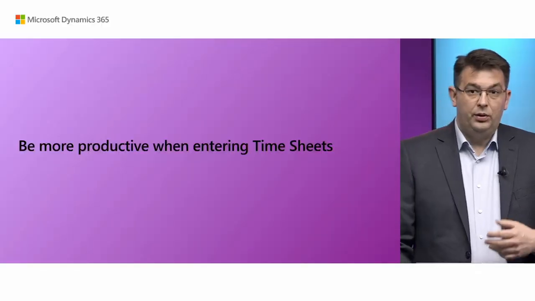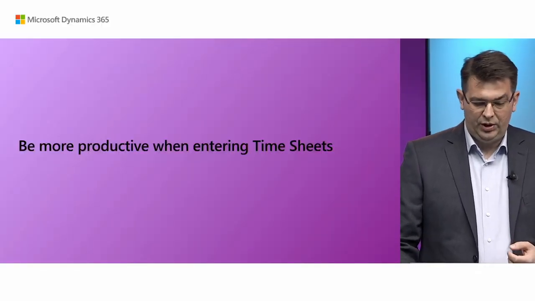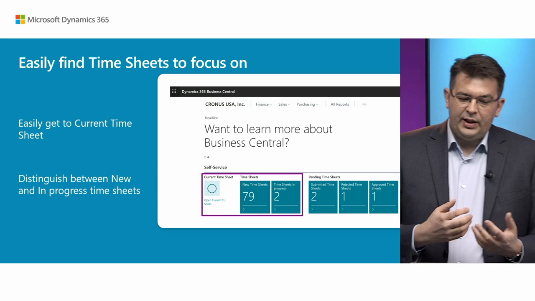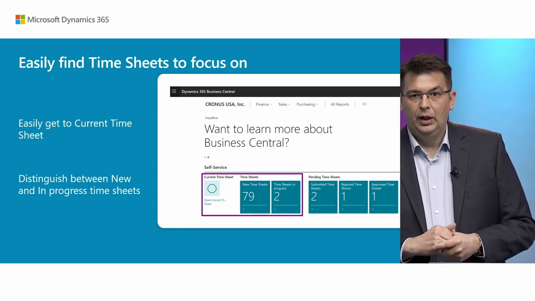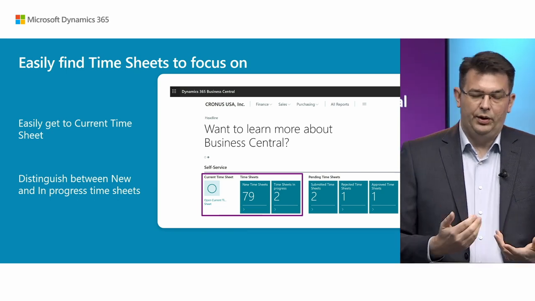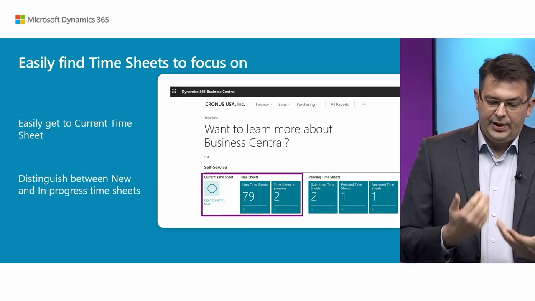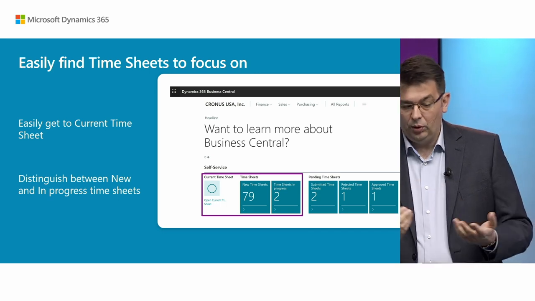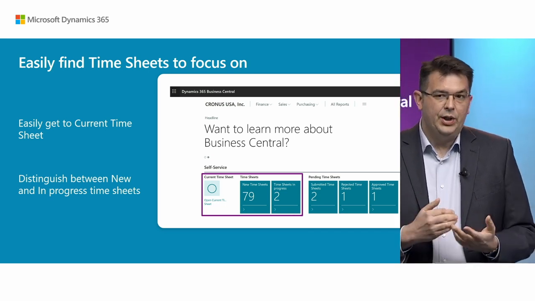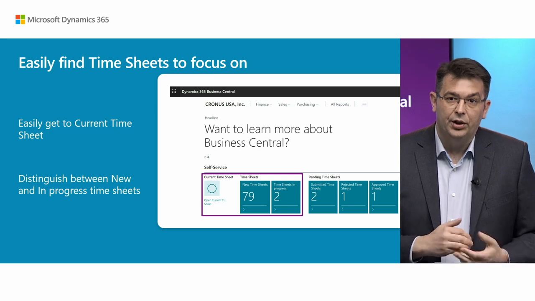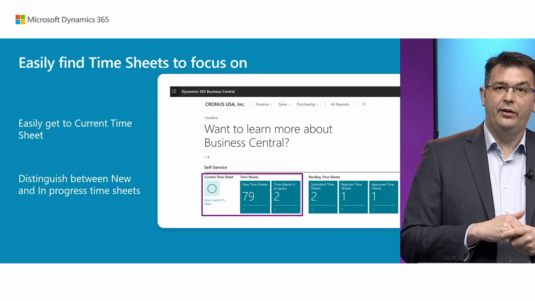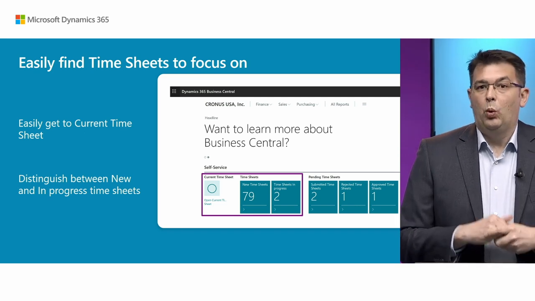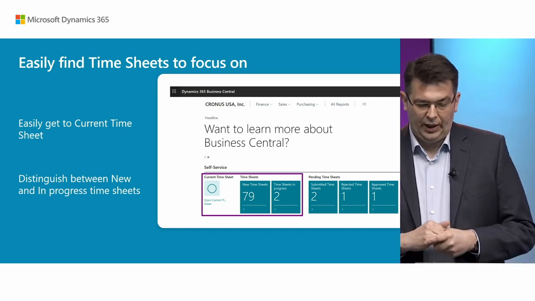So the first section of this presentation is about getting productive while entering timesheets. The first thing that you want to do when you work with the timesheets is spend as little time as possible trying to figure out what is the current timesheet that I want to do. So the self-service part, which is part of almost all of our role centers, now has a new tile. It also has a new action that takes you directly to a current timesheet that is based on the work date that is set in the product.